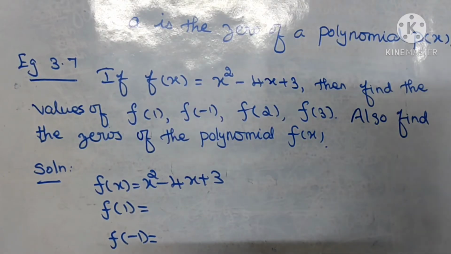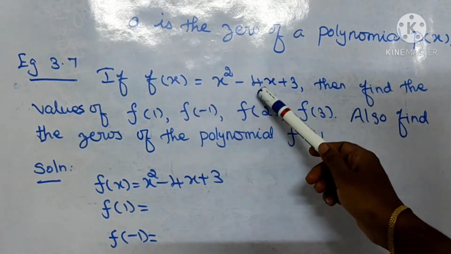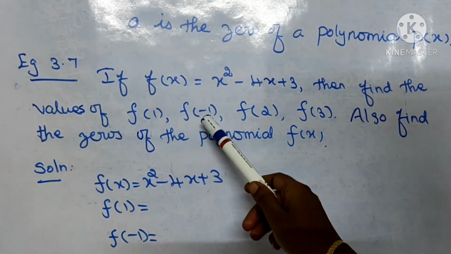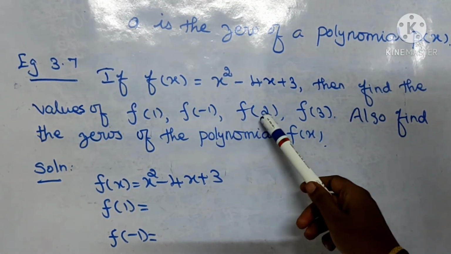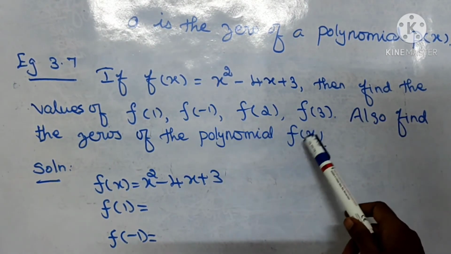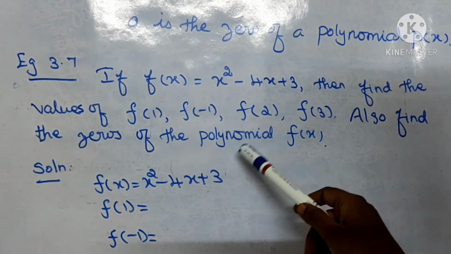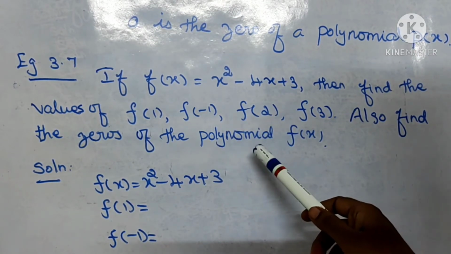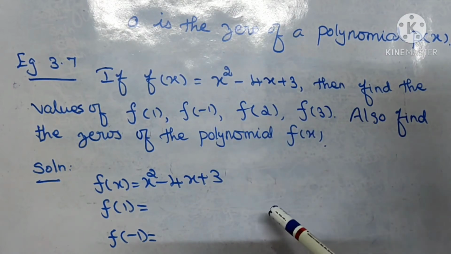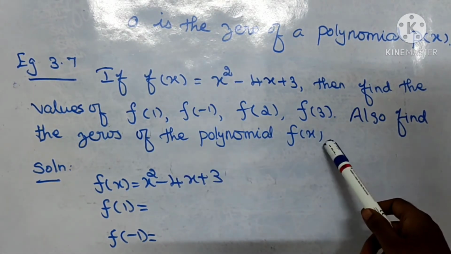Let's look at an example. Example 3.7. If f of x equals x square minus 4x plus 3, then find the values of f of 1, f of minus 1, f of 2 and f of 3. Also find the zeros of the polynomial f of x. The definition of zeros of a polynomial is, if we consider the polynomial p of x and the value of p of a is equal to 0, then a is the zero of the polynomial. We use that procedure to find out the zeros of the polynomial f of x.